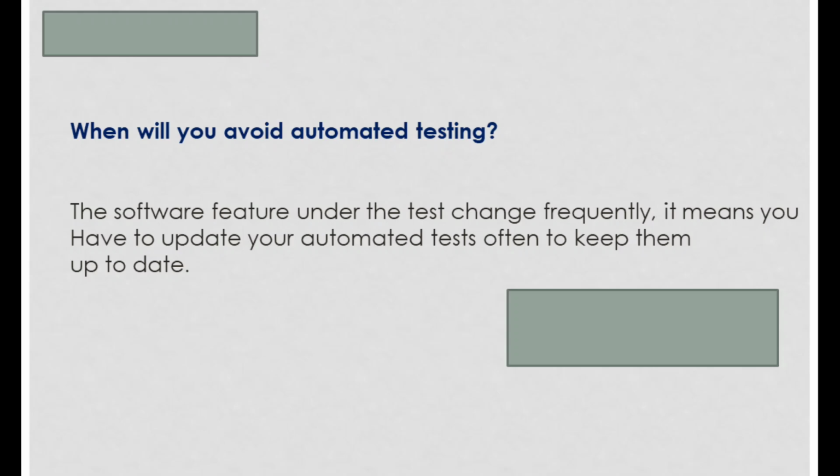So, the first question is, when will you avoid automated testing? Sometimes we are not going through automation testing, we are going through manual testing. So, at what time do you not automate the test? The answer for this is when the software feature under test changes frequently. If the requirements of that feature change from time to time, at that time we are not going through automation testing, because every time you need to update your automation test script, so it is not possible. So move towards next.